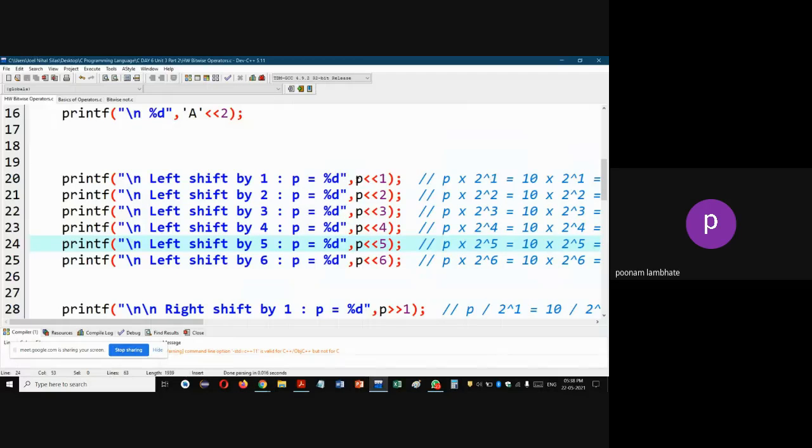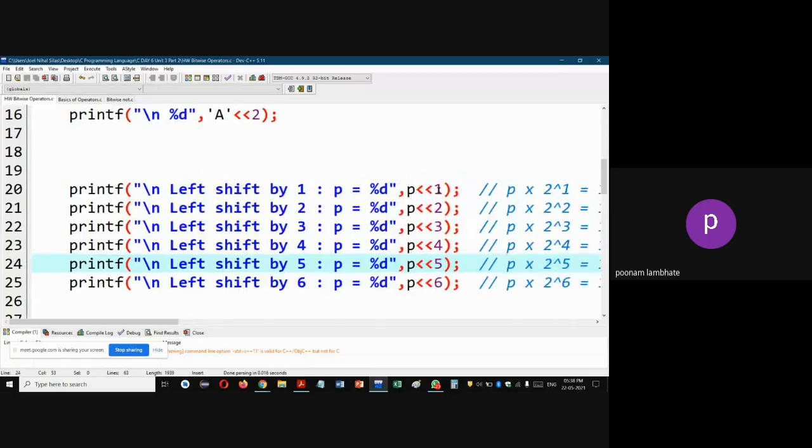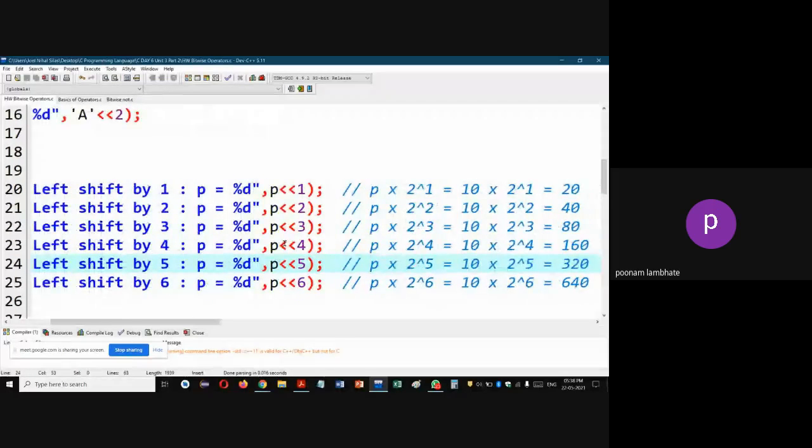So suppose you have the number 10, you shift it once to the left, then the formula is the number, say p, into 2 raised to 1. This 2 is common, raised to whatever the exponent, that will change. How? If you are shifting by one place, then it is 2 raised to 1. If you shift by two places, it is 2 raised to 2. If you shift by three places, 2 raised to 3. Shift by 4, then it is 2 raised to 4. Shift by 5, 2 raised to 5. Multiplying the original number each time.